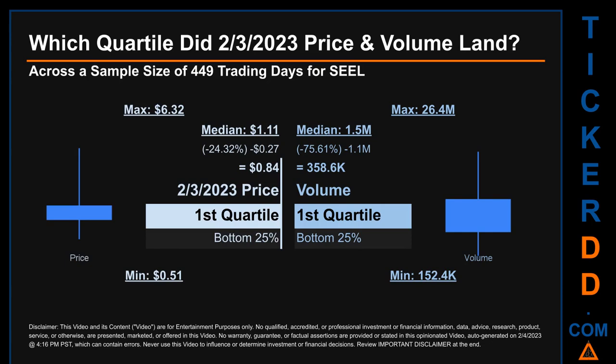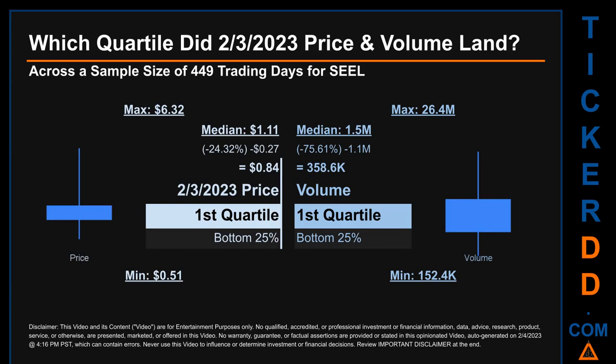Which quartile did the 3rd of February 2023 price and volume land? Across a sample size of 449 trading days, the maximum end of day price for SEEL was $6.32 while the minimum was 51 cents. Within that price range, the 3rd of February 2023 price, of 84 cents, landed within the first quartile, meaning it was within the bottom 25% of all sampled end of day prices.